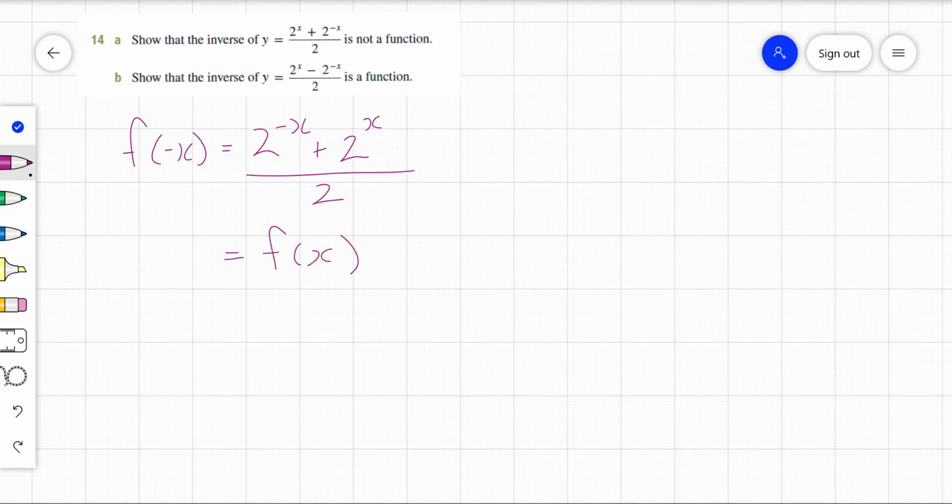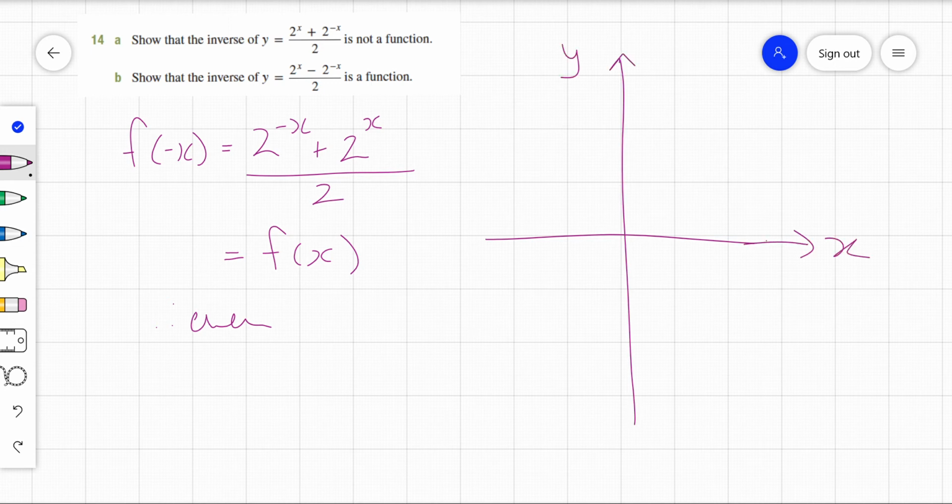What does that mean? That means it's an even function. What does an even function mean? If you were to go to Desmos and graph this, you would find that it was symmetrical about the y-axis. So for example, a parabola is an even function. It could be anything as long as it's symmetrical about the y-axis, so something like that.